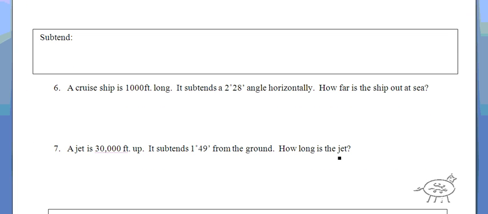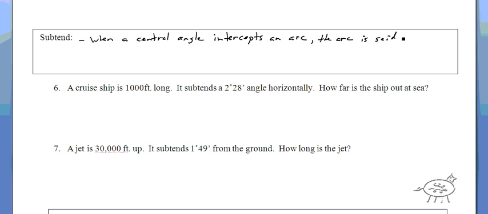Next type of problems is called subtend. It's a word that you guys probably don't use. But what subtend is, I'm going to put a good definition here: when a central angle intercepts an arc, the arc is said to subtend the angle. Okay, so real quickly, I'm going to put one more little thing here.